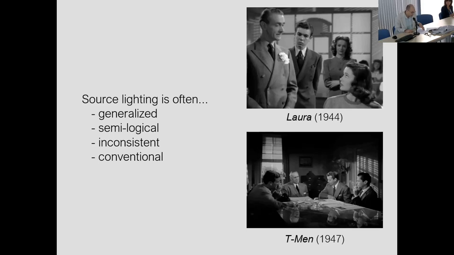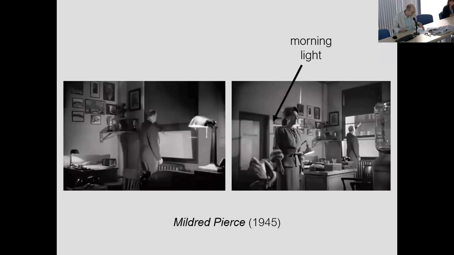That said, there are scenes where lighting is supposed to convey more specific information about time of day, not just daytime, but evening time or early morning. At the end of Mildred Pierce, the detective opens up the shades, and we see that the night is finally over as morning sunlight floods into the room. Here, the angle of the light is purposeful, suggesting that the sun has just come up.